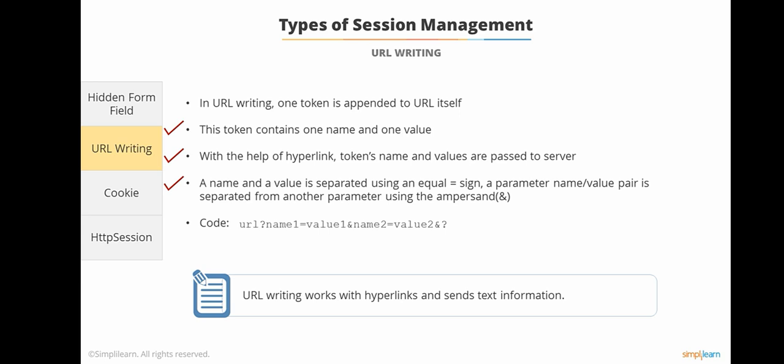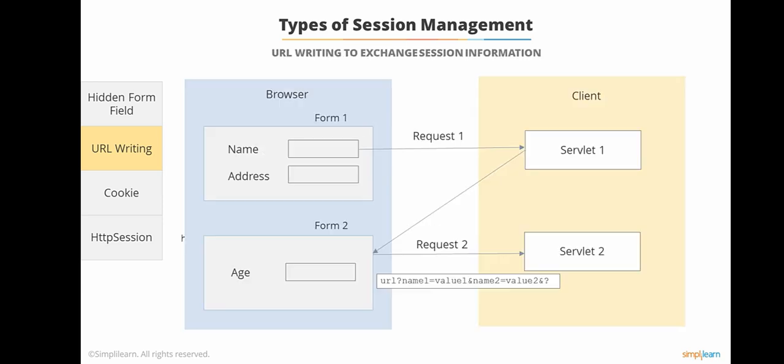So here we see name1 equal to value1. This is one key pair. The ampersand symbol separates the second key pair value. URL rewriting works with hyperlinks and sends text information. So here we see the browser sending a request to the servlet, and the moment the user enters some data into the page, the second request that goes, the URL is modified with the key pair value.